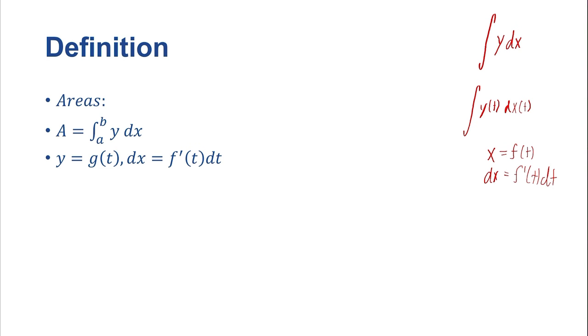So then we can plug this into our integral. We get the area under the curve between the x-axis and the curve is equal to the integral between a and b, or starting and ending points, of g of t times f prime of t dt. All right, so that's how we do those integrals. So now let's cover an example, see how we actually apply this.